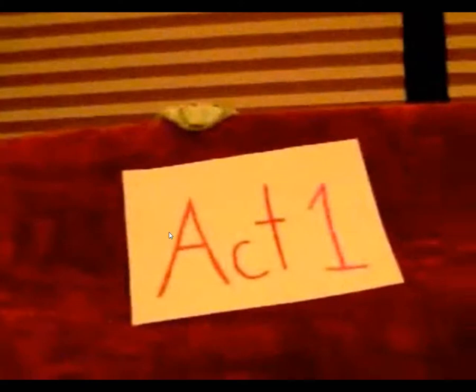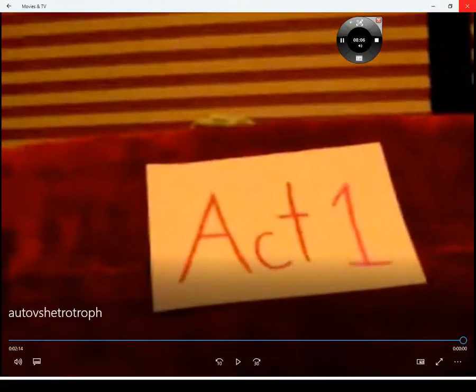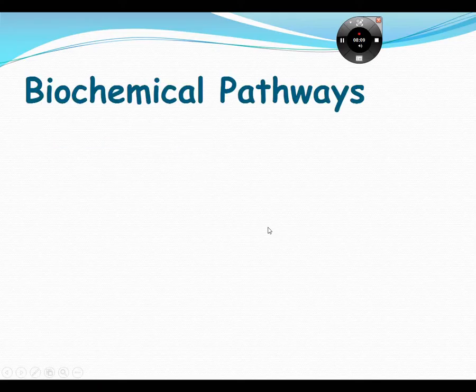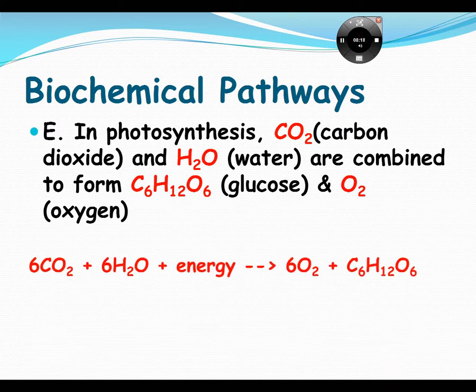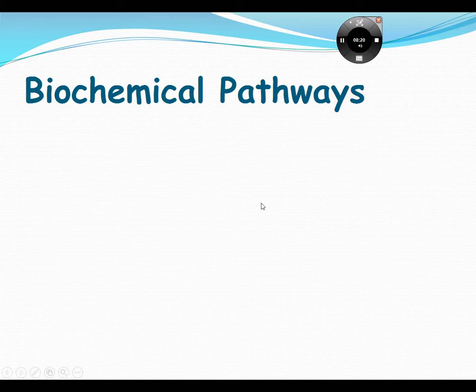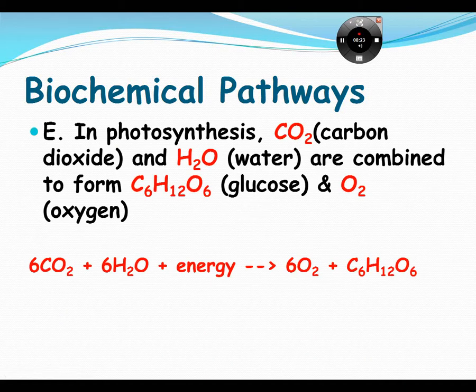Biochemical pathways. In photosynthesis, carbon dioxide, CO2, and H2O, which is water, combine to form C6H12O6, which we call glucose, and O2, which we call oxygen. Here is the chemical formula that should be in your word maps: carbon dioxide combined with water and a little energy to form oxygen and C6H12O6, which is glucose.